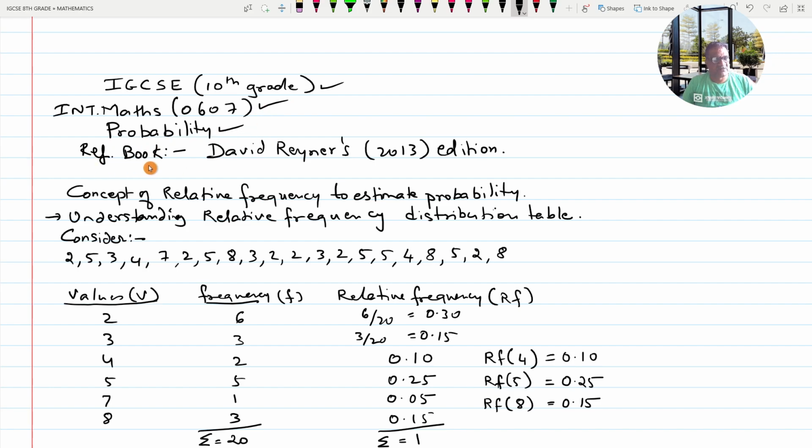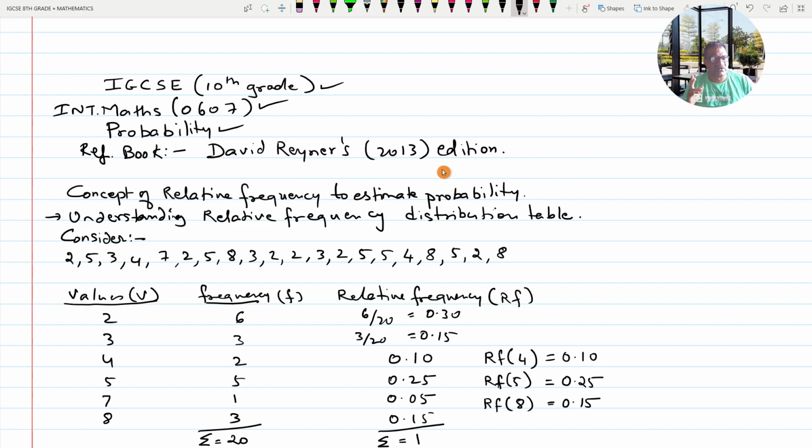The reference book that I'm going to refer to from now onwards is David Rayner's book, but this is a newer edition, the 2013 edition. Till now I was referring to a much older edition than this one, but now onwards I will be using this David Rayner's 2013 edition, which is the latest one, I suppose, right?